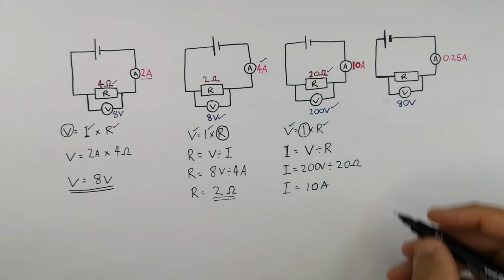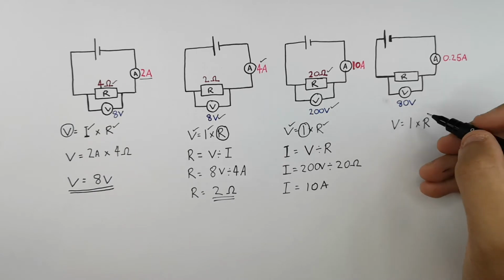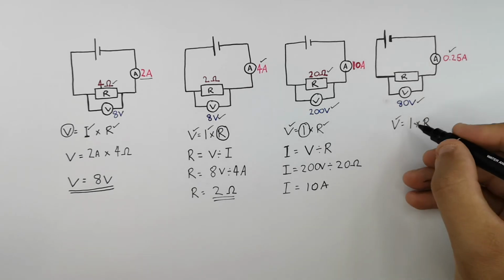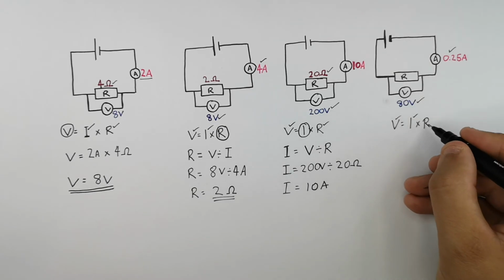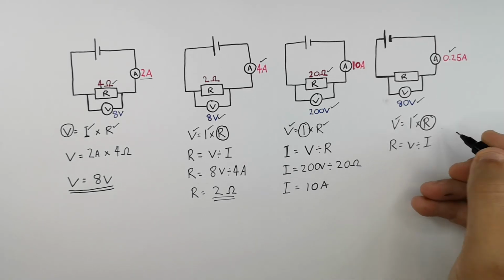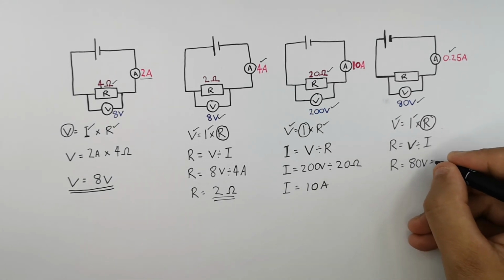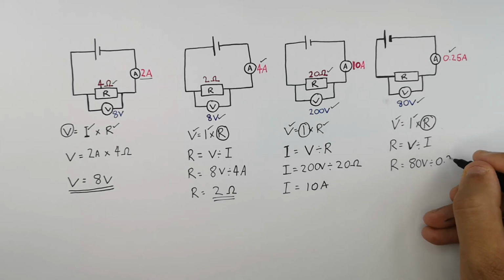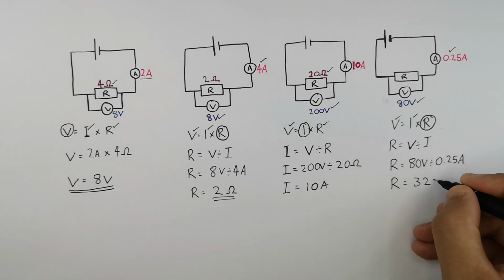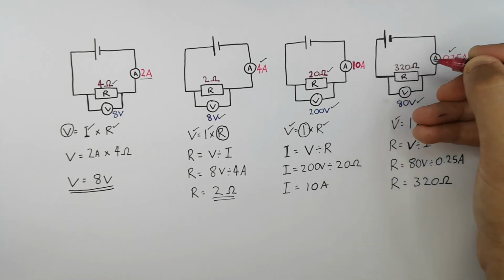In this example, you're trying to find out R, the resistance across the resistor. So V equals I times R. So you've got 80 volts, which is the potential difference. You've got 0.25 amps, which is I, the current in the circuit. So you must rearrange for R, the resistance of the resistor. So R equals V divided by I. So you can substitute in the numbers. R equals 80 volts divided by the current 0.25 amps. So that will give you a resistance of the resistor of 320 ohms. So the resistance of the resistor is 320 ohms.